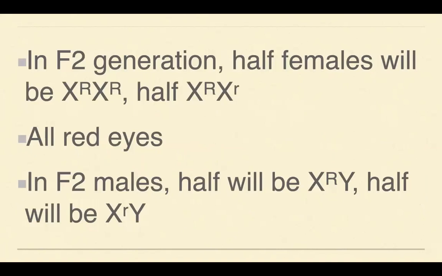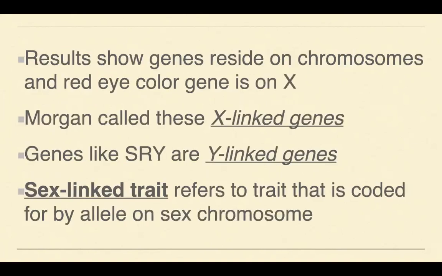So in the F2 generation, half of the females are going to be homozygous dominant red-eyed, half of them will be red-eyed carriers, all of them have red eyes. In the F2 males, of course, you just saw based on the Punnett square, half of them will be red-eyed and half of them will be white-eyed. These results show that genes reside on chromosomes and the red-eyed color gene is on the X chromosome. So these are called X-linked genes.